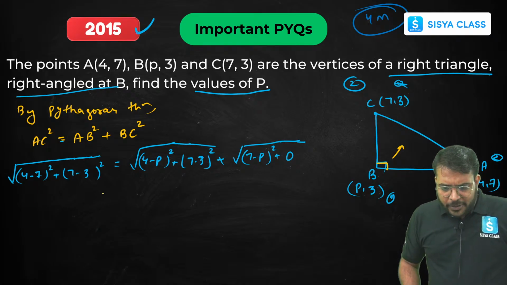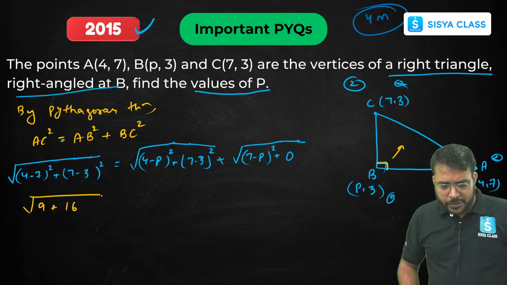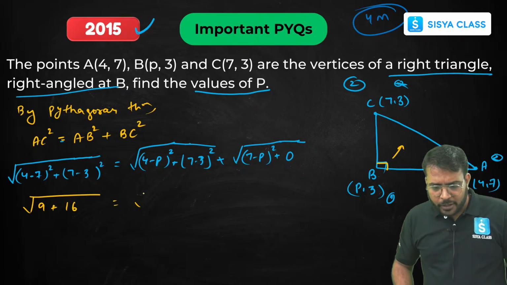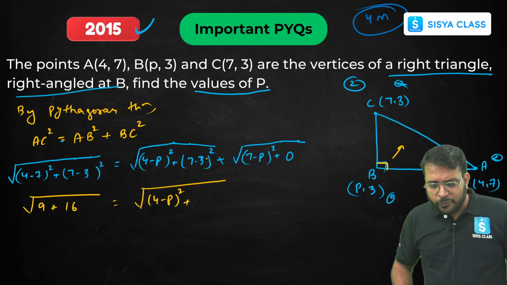Now let's solve this. What will we get? Under root of 4 minus 7, that means minus 3 squared, that means 9. And 7 minus 3 is again going to be 4, and 4 squared is going to be 16. And here we are having 4 minus p whole square plus 7 minus 3, that means 4 squared, that means 16.